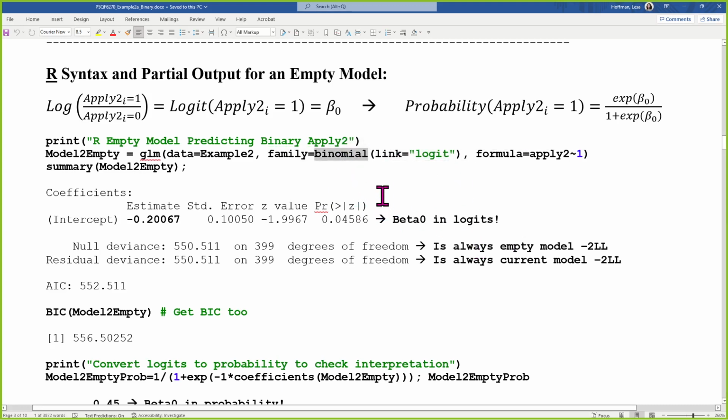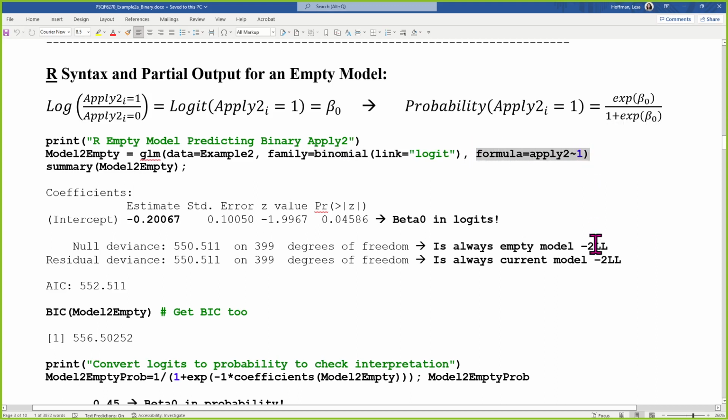Bernoulli is a special case of binomial when there's only two, or there's only one option, one trial of two choices. Let's put it that way. That's why it's binomial. We'll talk about binomial more generally when we talk about predicting proportions. And link equals logit as opposed to other choices.